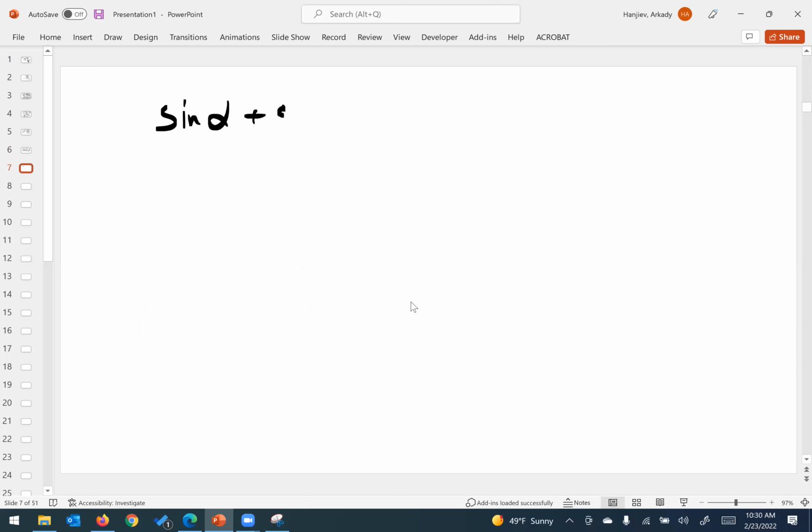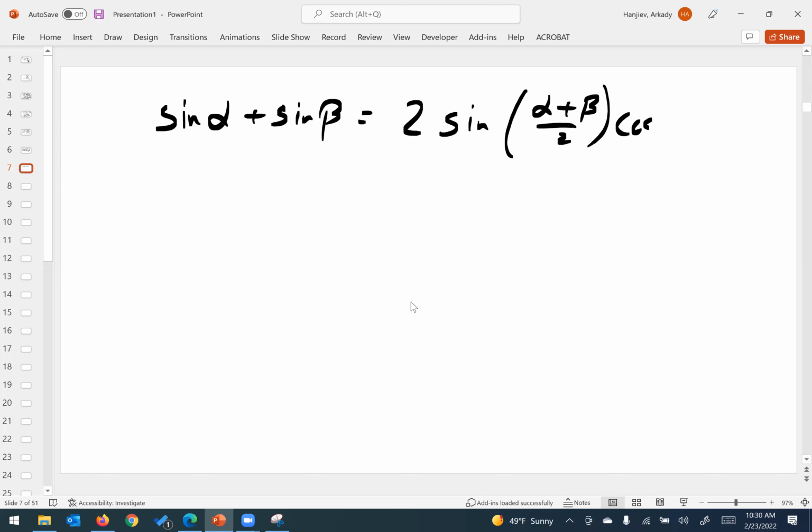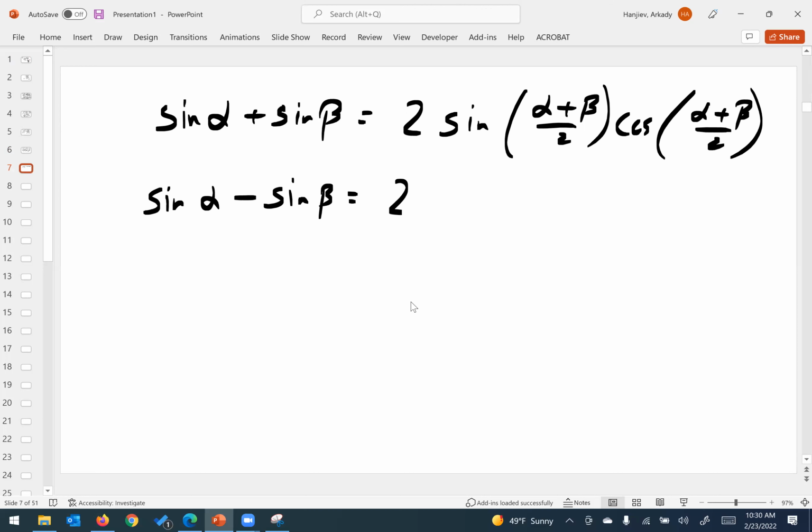Sine of alpha plus sine of beta is equal to 2 sine of (alpha plus beta) divided by 2 multiplied by cosine of (alpha plus beta) over 2. Done with that one. Okay, if we derive the other one and do the same thing, they're going to all look the same. It's a minus sign this time because it was the subtraction between the two.